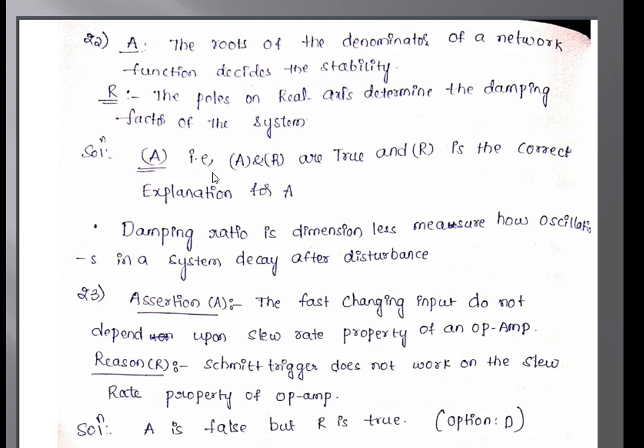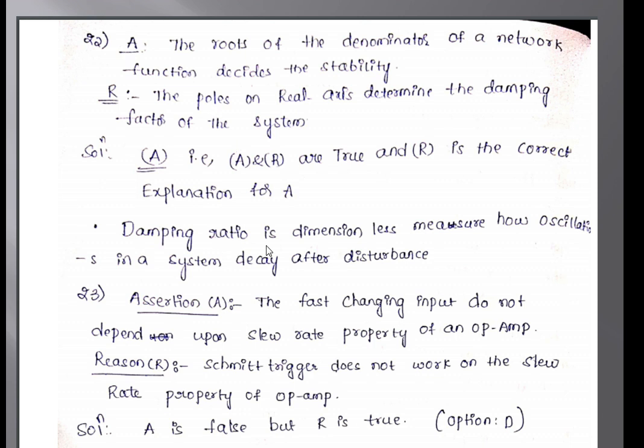So here option A is correct, that is, A and R are true, and R is the correct explanation of A, because the roots of the denominator are nothing but poles that decide the stability, and in the reason they are also mentioning that the poles on the real axis determine the damping factor of the system. So both are talking about stability, that's why option A is correct.